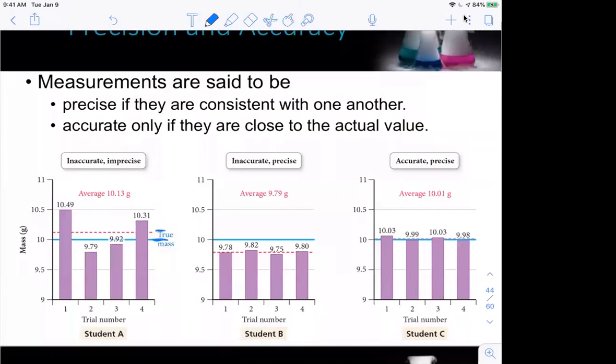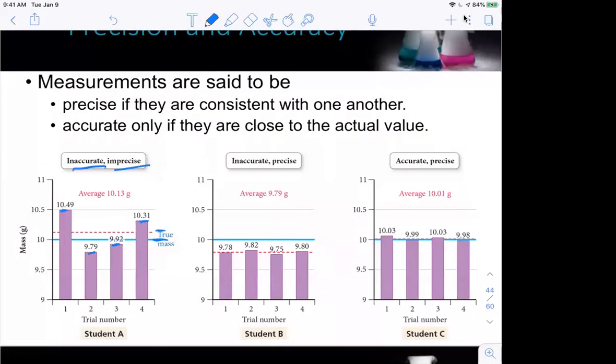So I notice in student A, I have a lot of scatter. I'm up, I'm down, I'm up a little bit. These are inaccurate and imprecise results. They don't really agree with the true value of 10.00. And the individual measurements are all over the place, so they're imprecise.